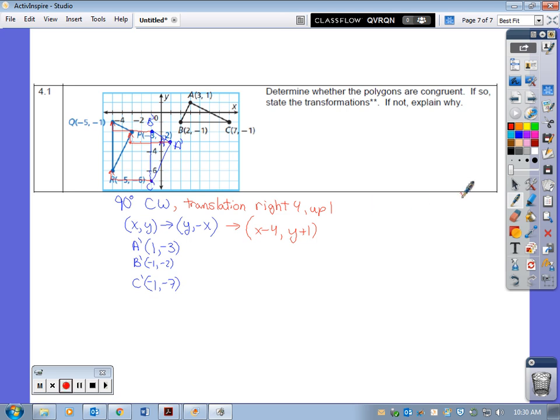So yes, triangle ABC is congruent to triangle PRQ.